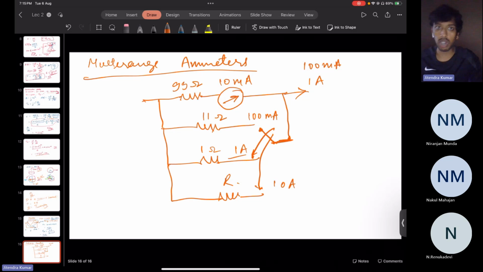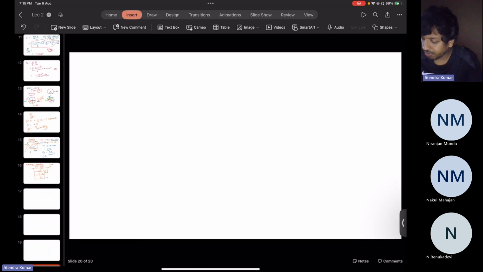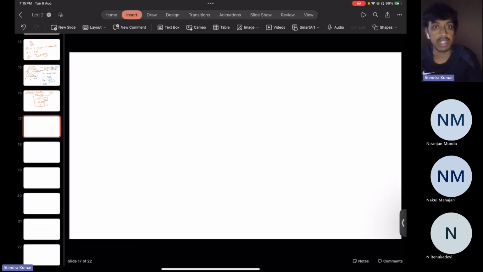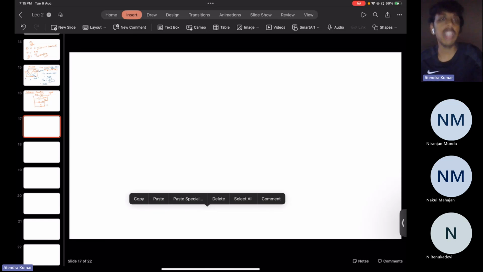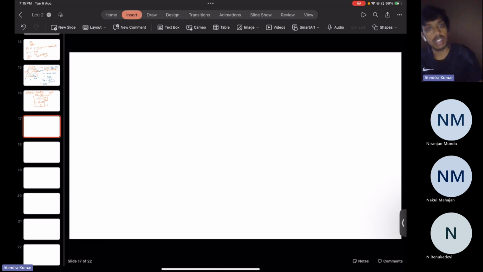Now let's quickly discuss the voltmeter. Then we will talk about the combination of voltmeter and ammeter, which is very important. So similarly, since ammeters have shunt resistance, voltmeters will have series resistance. With series resistance, you can increase the range of a voltmeter, right? So an ammeter can also be changed to a voltmeter by connecting a resistance in series.